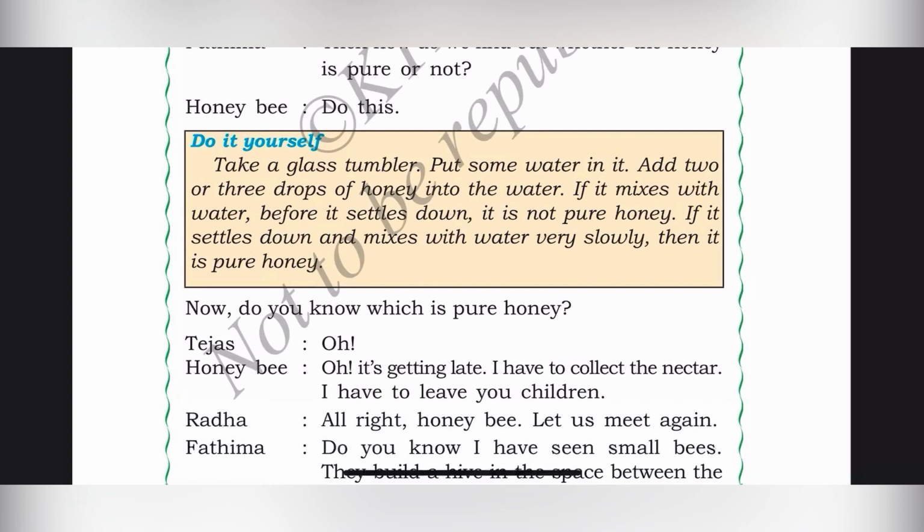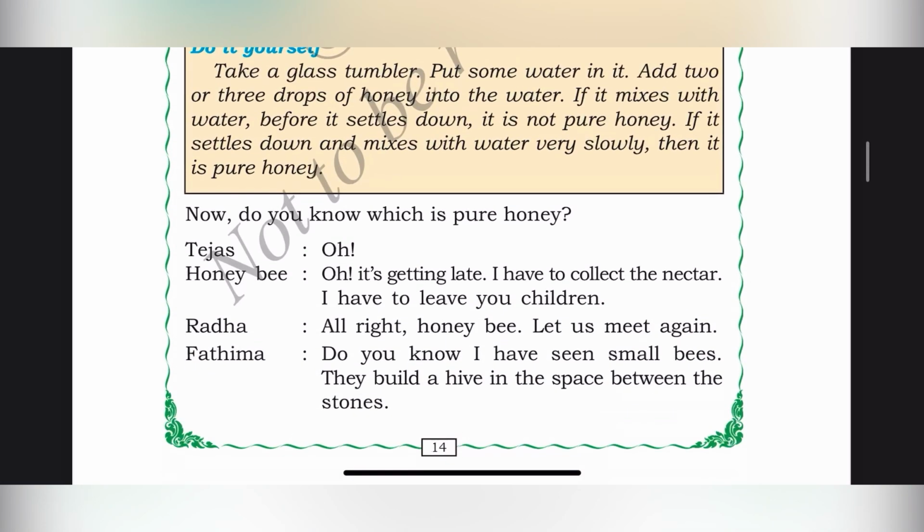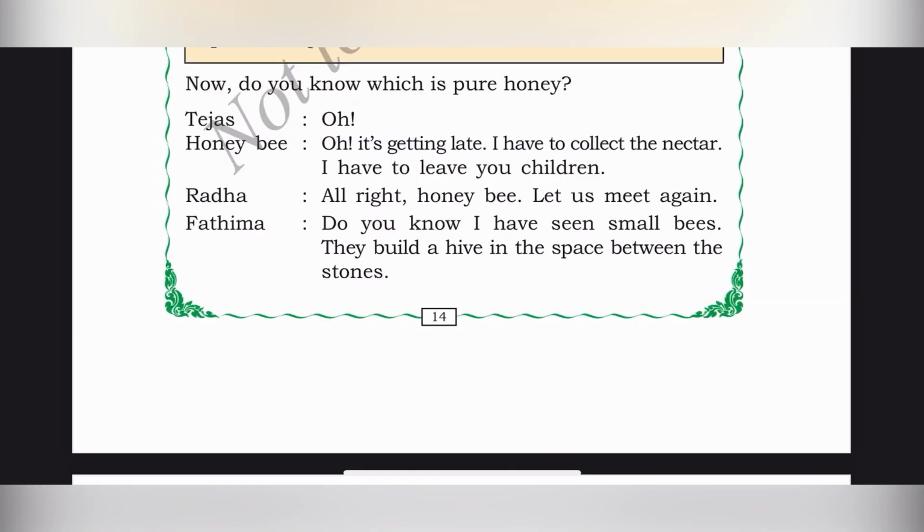Now do you know which is pure honey? Tejas: Oh, honeybee, it's getting late. I have to collect the nectar. I have to leave you, children. Radha: Alright honeybee, let us meet again. Fatima: Do you know, I have seen small bees? They built a hive in the space between the stones. So this is how the three children have a conversation about the honeybees and the products of honey and the honeybee's hive.